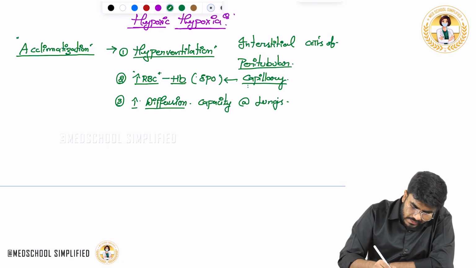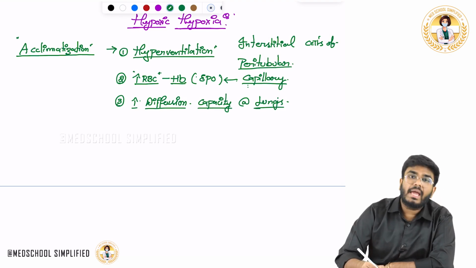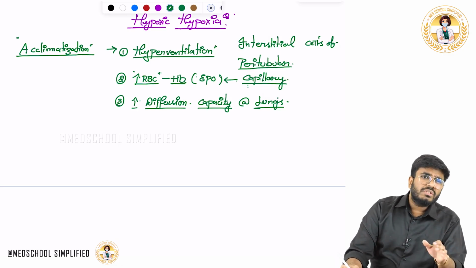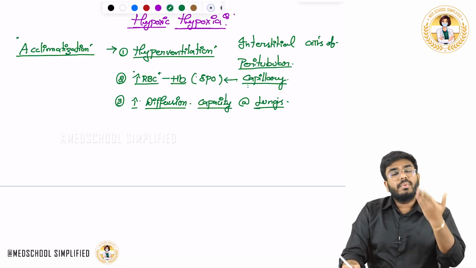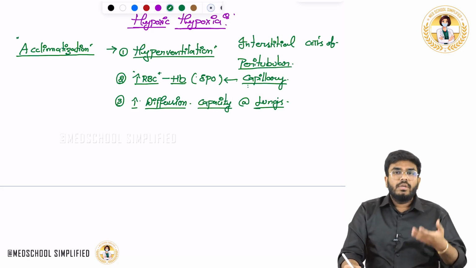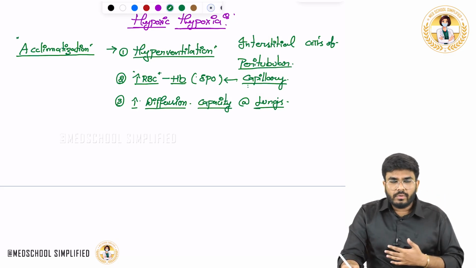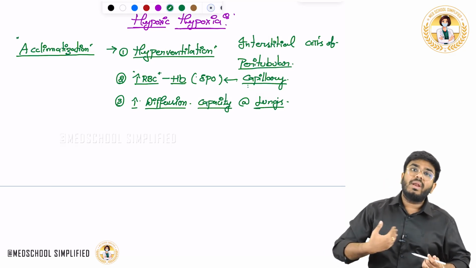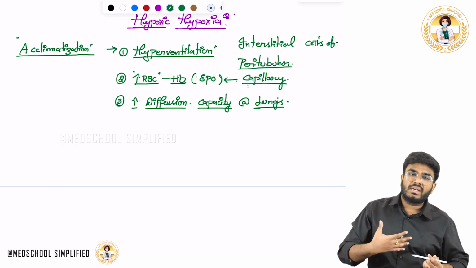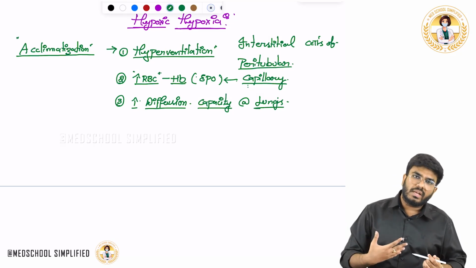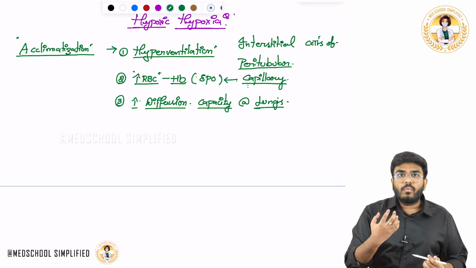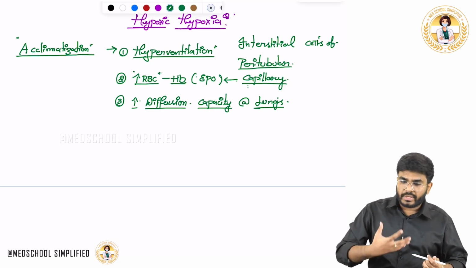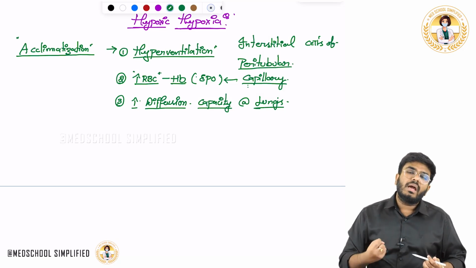Now, at the level of lungs, there will be more diffusion of gases happening. Why will there be more diffusion? Because you are breathing more number of times, so more oxygen will go into your lungs. At the same time, to get that oxygen, you have to send more and more blood to the lungs. More blood is going, more hemoglobin is going, so readily the gases will be taken up.